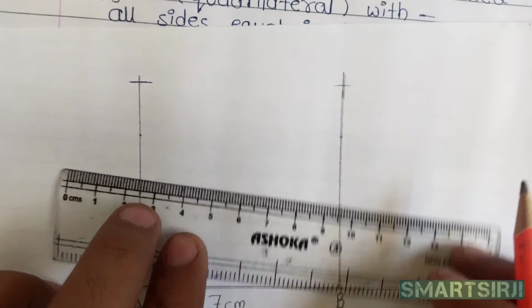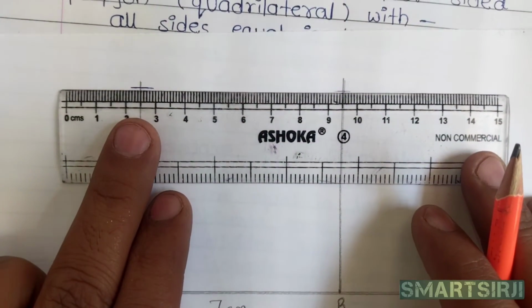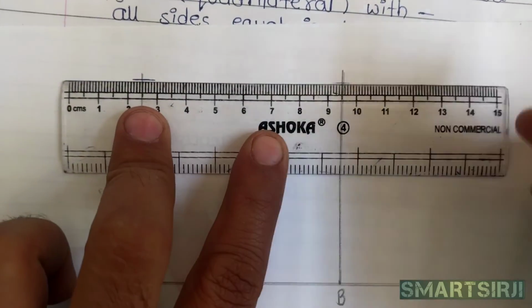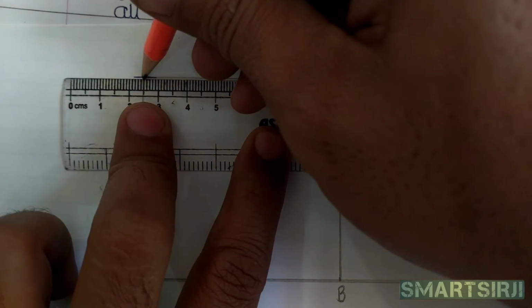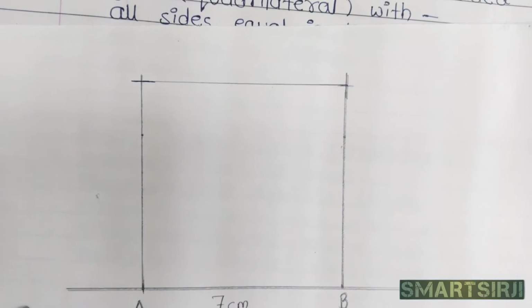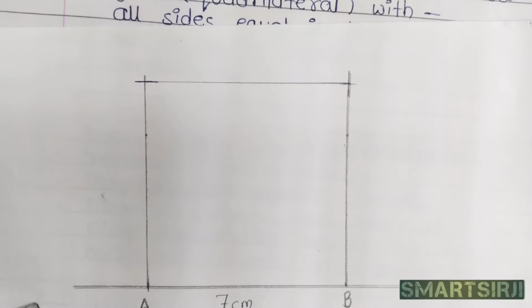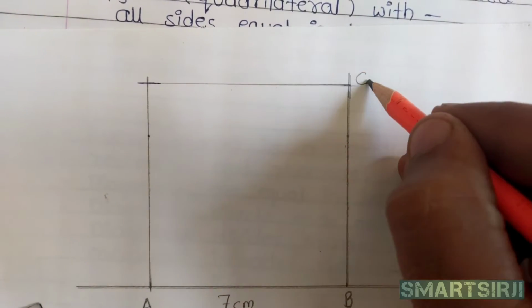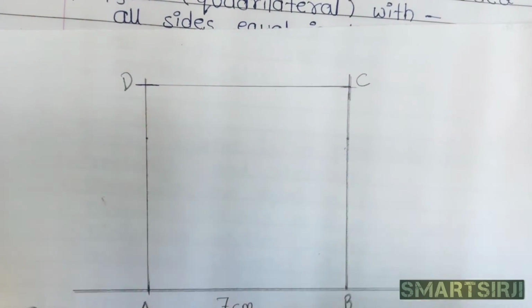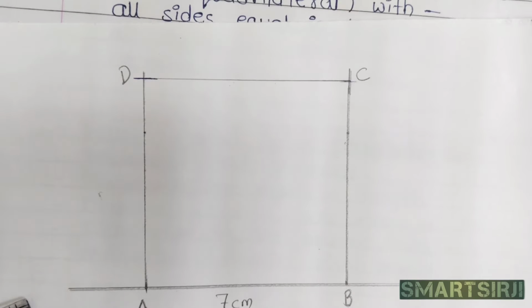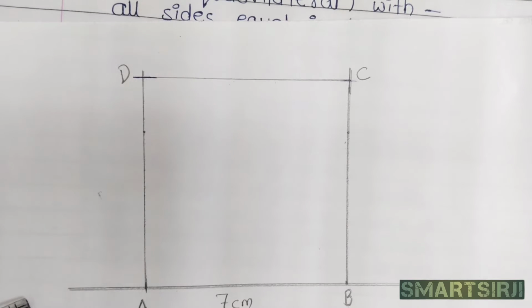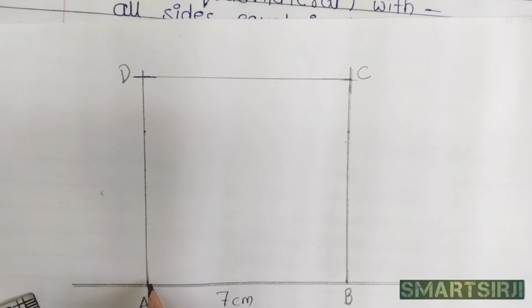Okay, and as I join them, I will get a square. Okay, it is simple. So ABCD, each side is of equal length, each angle is a right angle. Okay, so this is a square.